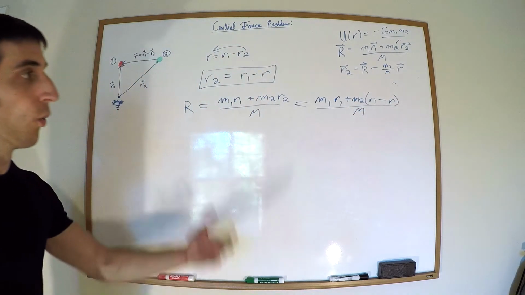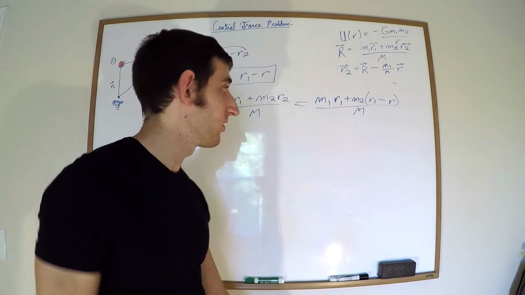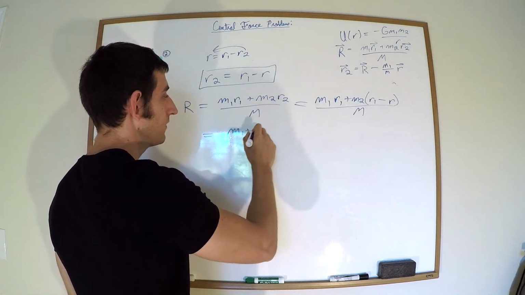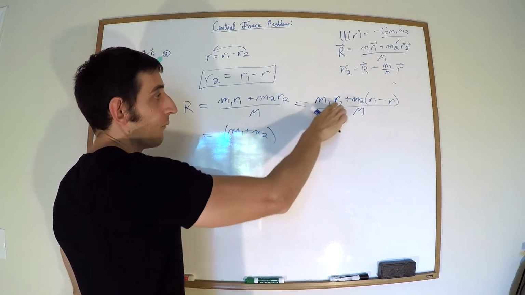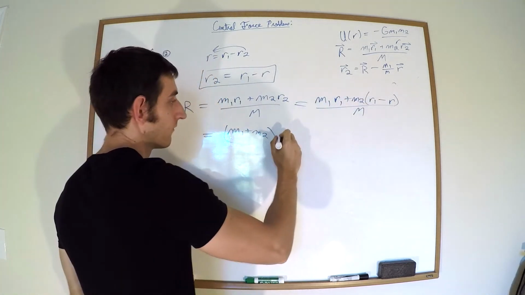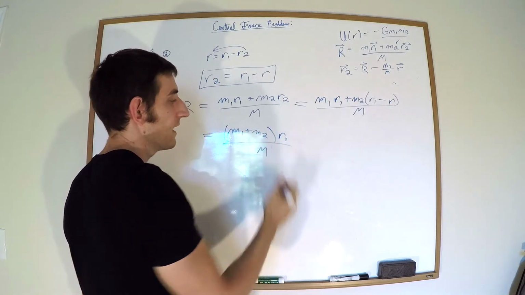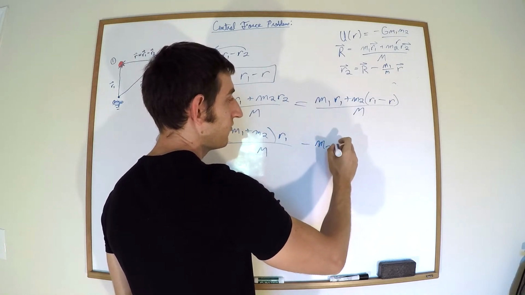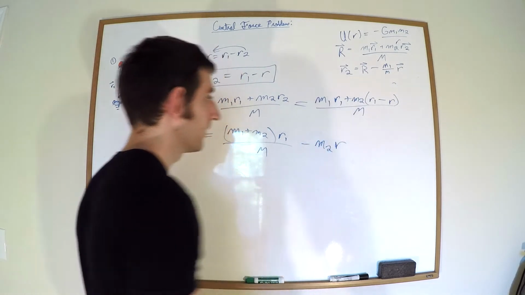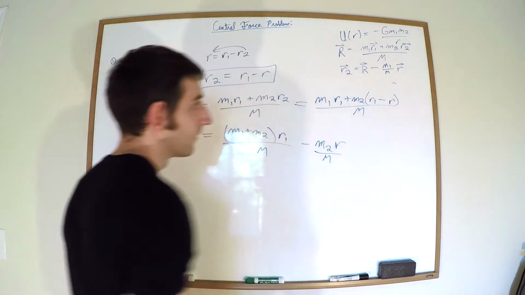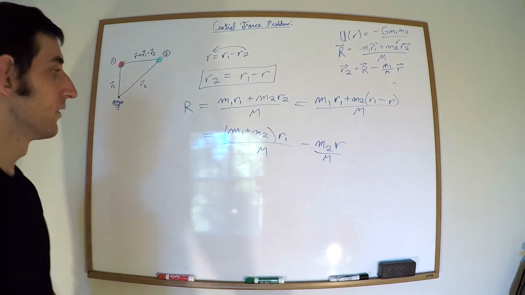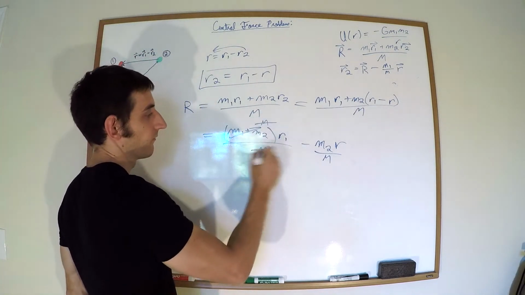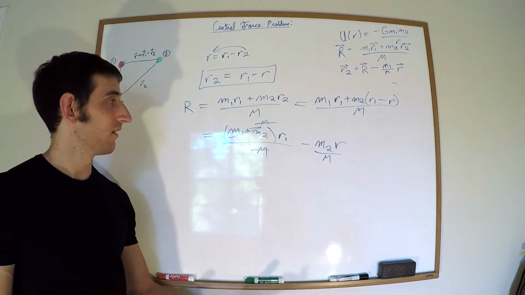So again, we're going to group the terms and then isolate R1. So this is equal to (M1 plus M2) R1, that is M1 R1 plus M2 R1, divided by big M. And then we're going to have this minus M2 R over big M. Okay? So we can say, hey, this is M. This cancels out. Bam! We can isolate R1.